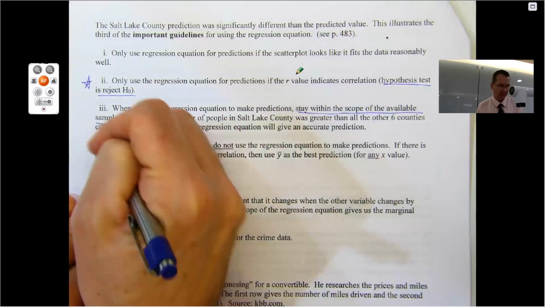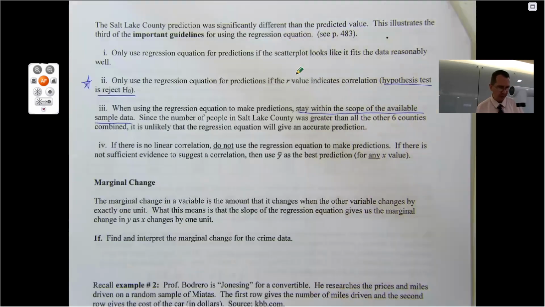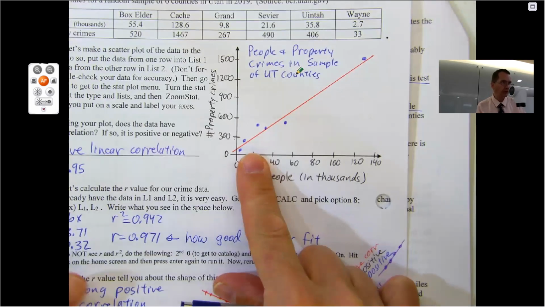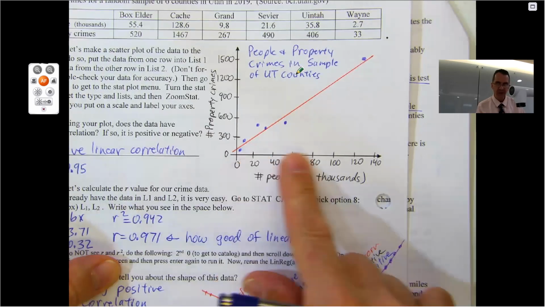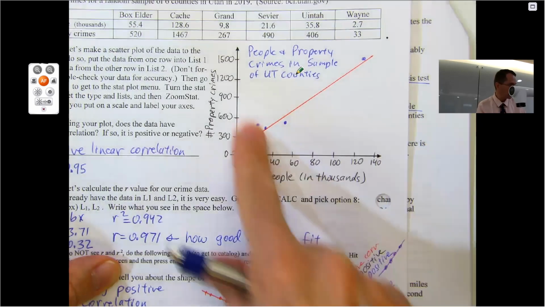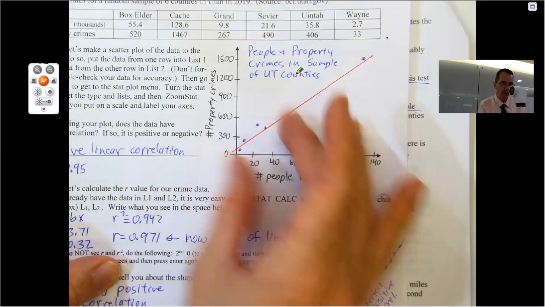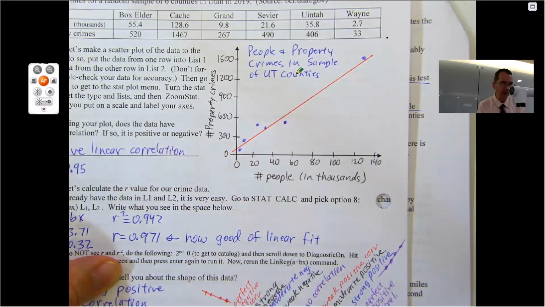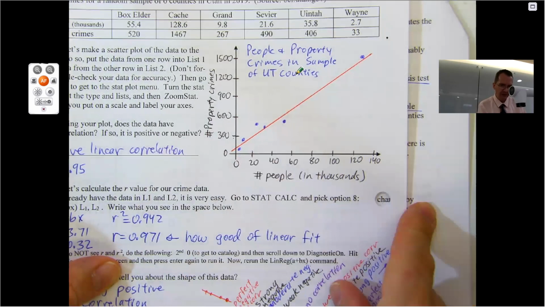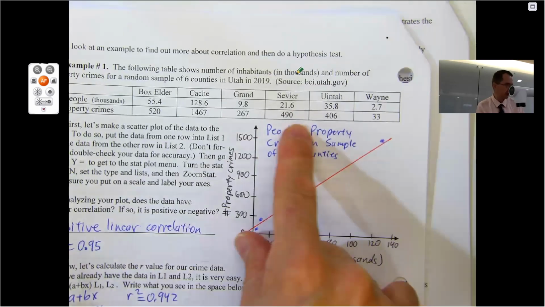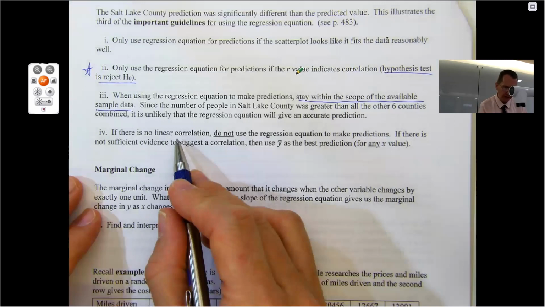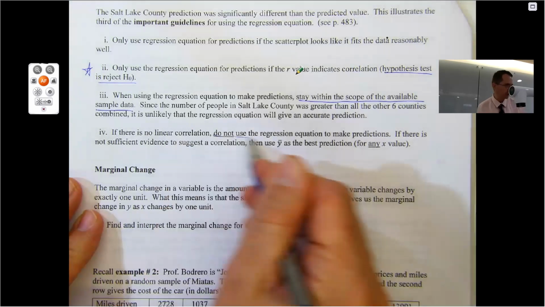If we were to look at our scatter plot, here's our scatter plot. If we were to look at where Salt Lake County would be with over 1,000 thousands of people, where would that be on the graph? Way out there. So notice that that wouldn't fit in our data, our scope, in other words, our range of values. Could I predict for Sanpete County with about 20 or 30,000 people? Yeah, but Salt Lake County, probably not, because our data only had small and medium-sized counties, not large. And if there is no correlation, in other words, if you fail to reject H naught, do not use the regression equation to make predictions.